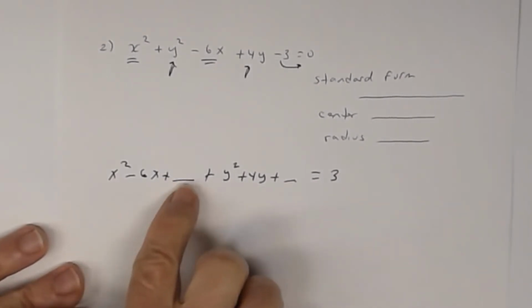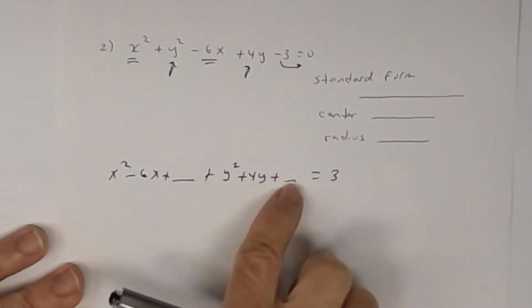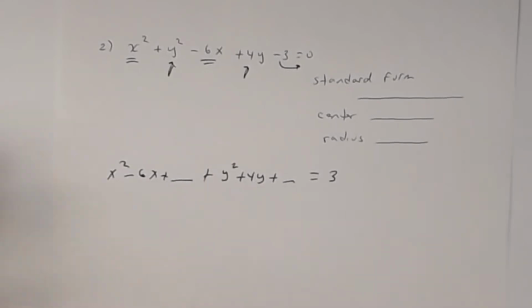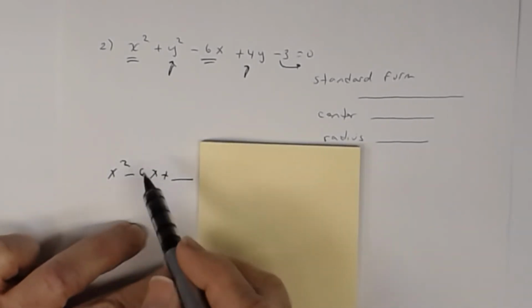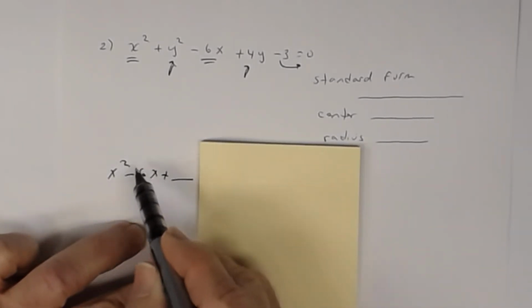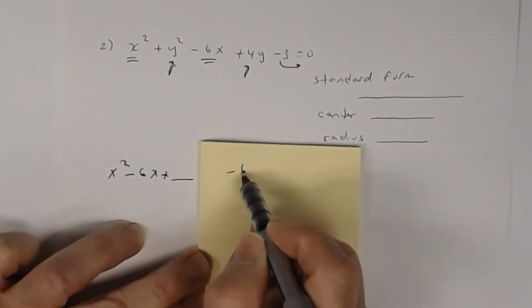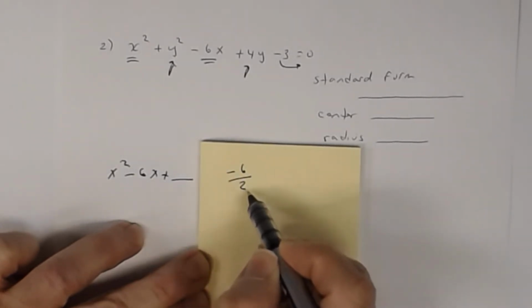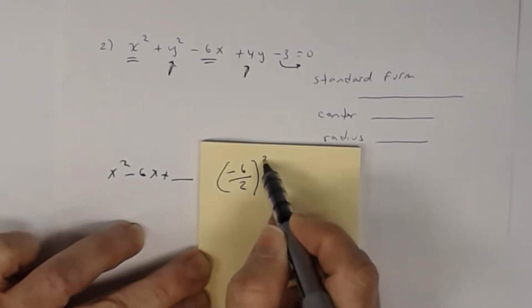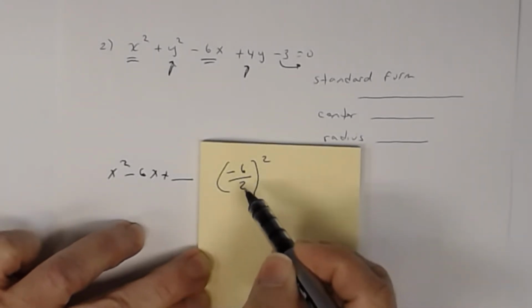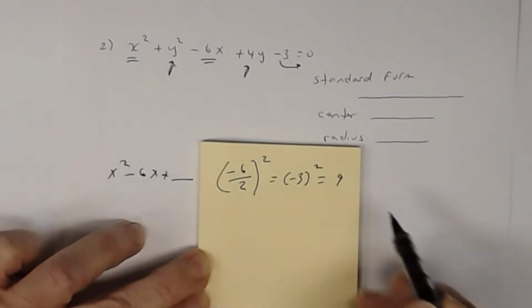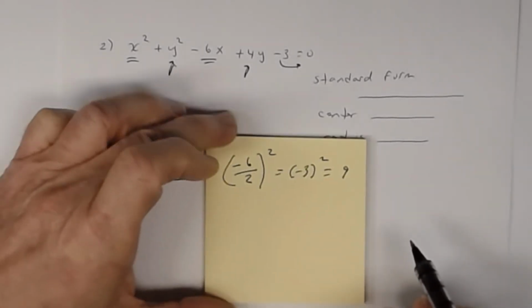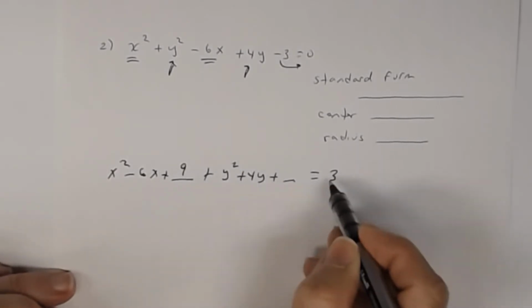All right, so now let's determine what we're going to add here, and let's determine what we're going to add here. So remember what we did. So basically what we did, I'm going to cover up the y's for right now. We take the coefficient of x. The coefficient of x is negative 6. Always divide by 2. Whatever that is, you're going to square it. So negative 6 divided by 2 is a negative 3. Negative 3 squared is a positive 9. So we're going to add 9 to both sides. So plus 9, plus 9.